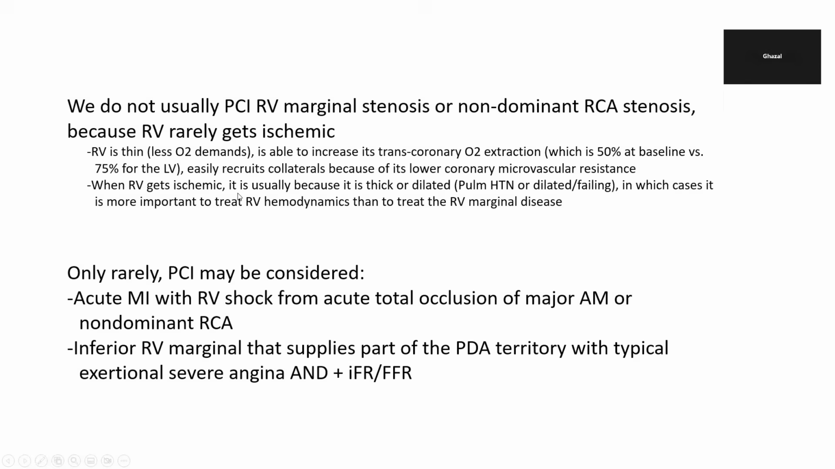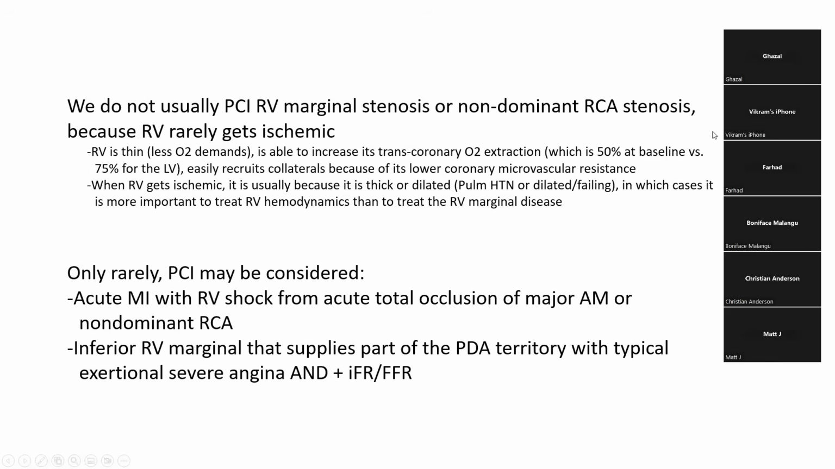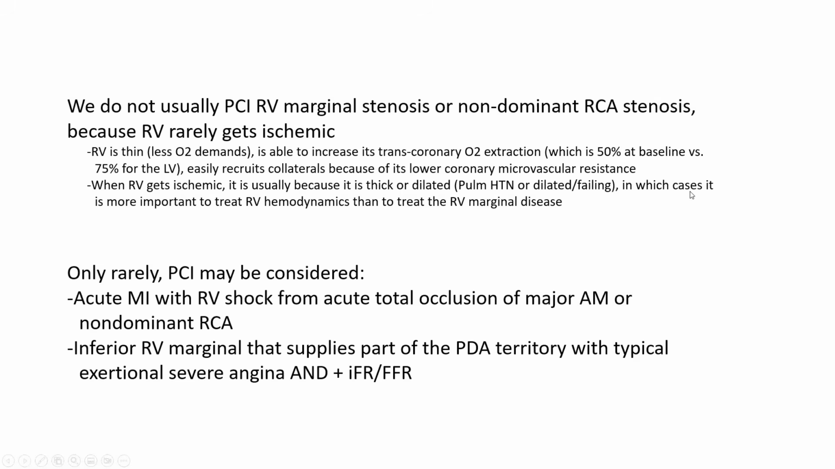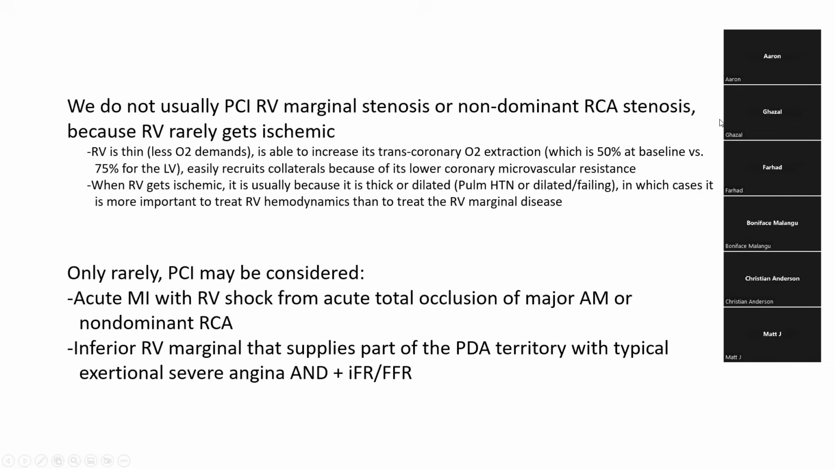So when the RV gets ischemic, it's usually because it's thick or dilated, in which cases it's more important to treat the RV hemodynamics than to treat RV marginal disease, like in pulmonary hypertension or a big dilated failing right ventricle. So only rarely may PCI of acute marginal be considered: acute MI with RV shock from acute total occlusion of a major acute marginal or non-dominant right coronary. Those are the only cases where we fix non-dominant right or acute marginal.